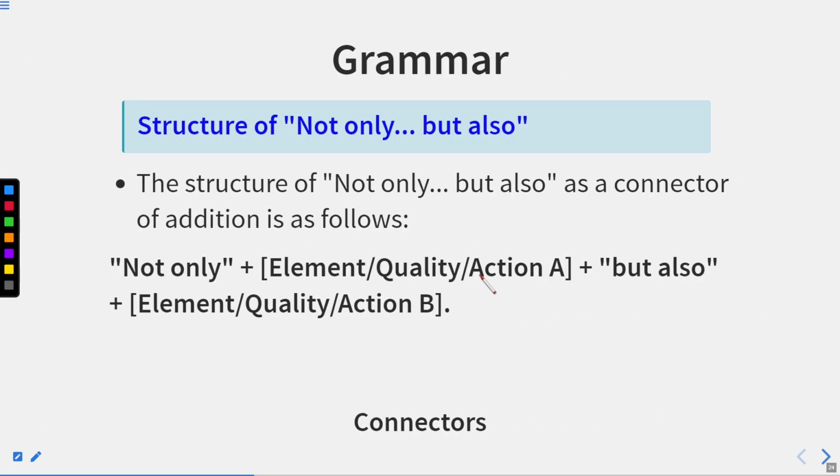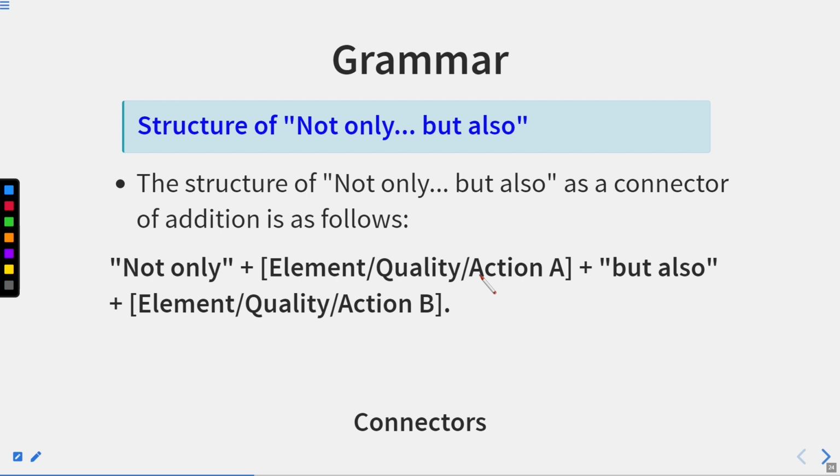Structure of not only but also. Now, what can be the structure of not only but also? As I told you in the beginning of the session, after not only we have the first clause, and after but also we have another clause. Both are things which have to be included together.